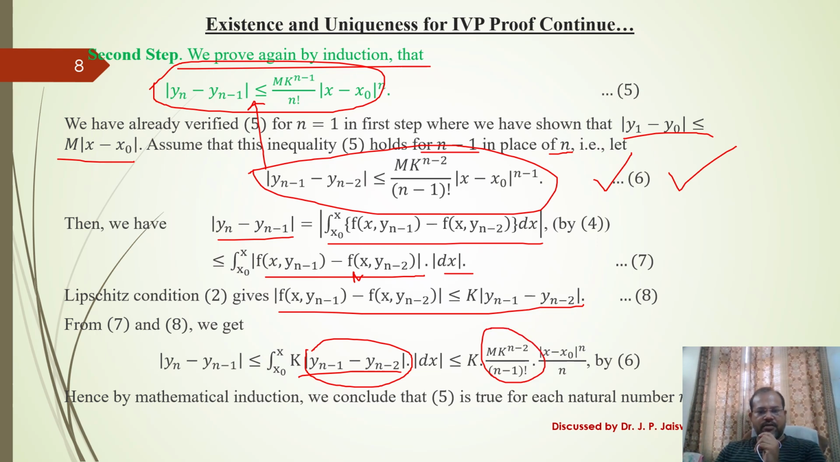And so here M K to the power n minus 2 upon factorial n minus 1. The constants go outside, but the mod of x minus x naught to the power n minus 1 is not constant. It is a function of x. So you just use the integration of x to the power n, the power becomes one higher, divided by n plus 1. So the power becomes n and then divided by n, and K is constant, and we simplify, we will get equation number 5.